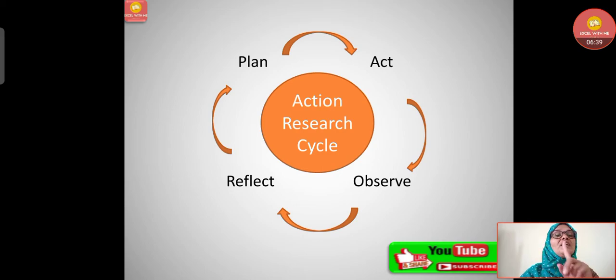What is the form here? First, what is the action research cycle? They will plan, then they act upon the plan, then they will observe, and then they will reflect upon it. If the problem is solved, it's okay. If it is not solved, again they will plan a new one. That is, plan, act, observe, reflect. It will go in a cycle, this action research.